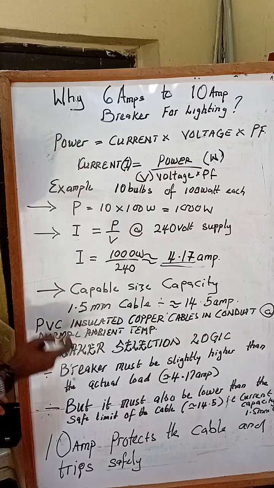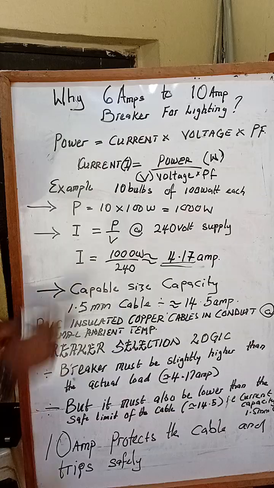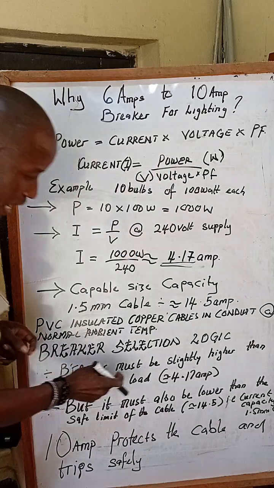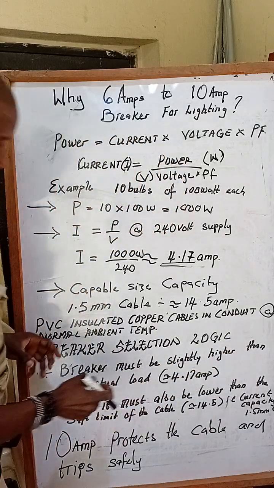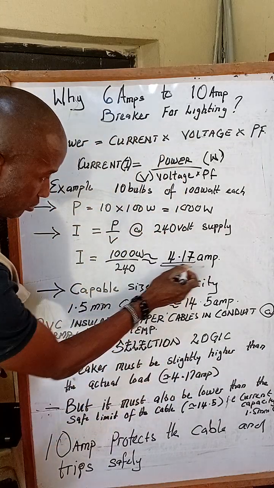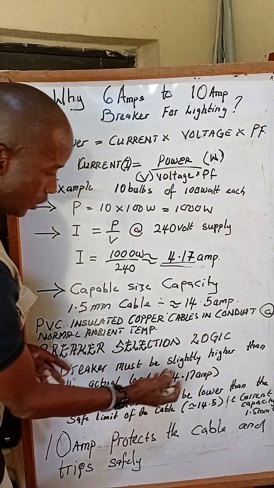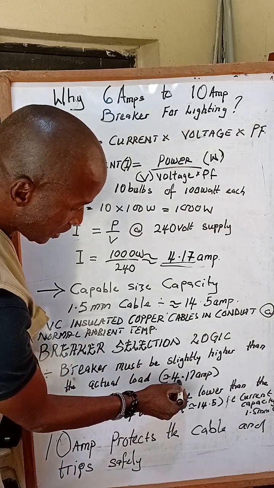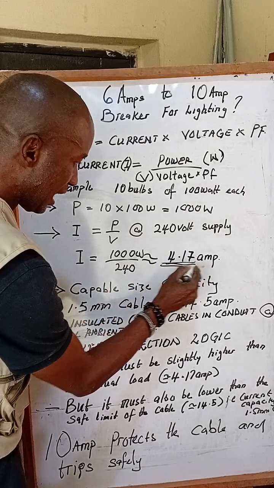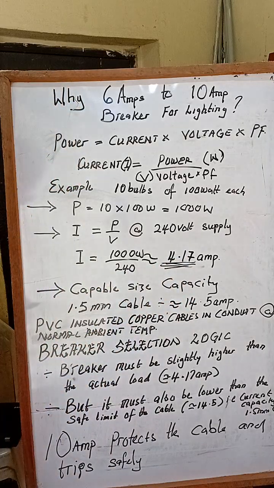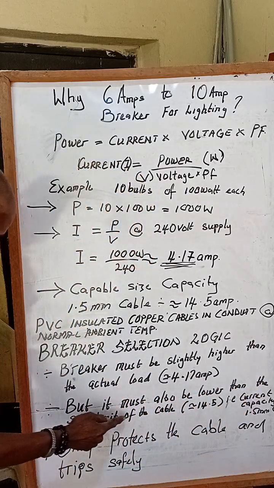Now, breaker selection logic. How do we select this breaker? First, the breaker must be slightly higher than the actual load current, which is approximately 4.17 amps. This one you are looking at here, it must be slightly higher than this. But it must also be lower than the safe limit of the cable.